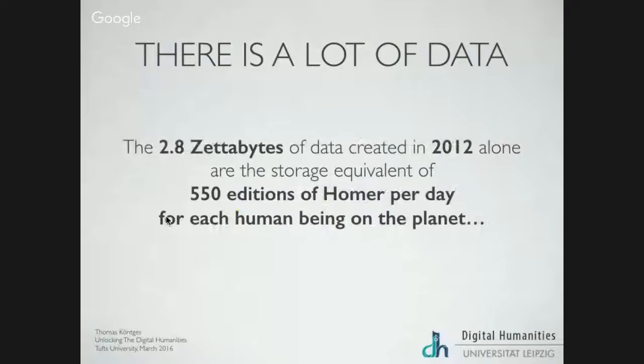In 2012 alone, 2.8 zettabytes of data were generated. 2.8 zettabytes is 28 with 20 zeros, in bytes. If we think of something I'm more familiar with, editions of Homer's Iliad and Odyssey, that is 550 editions of Homer per day for every human being on this planet. So everybody here in 2012 wrote as much data as Homer and his two works, the Iliad and the Odyssey. And of course, most of it is probably not humanities data.